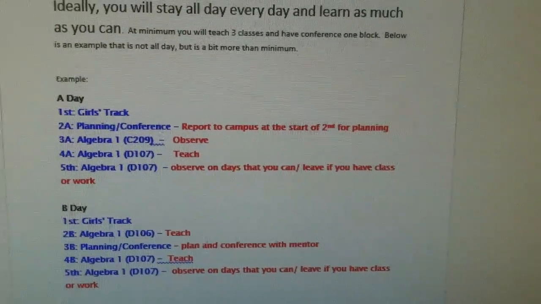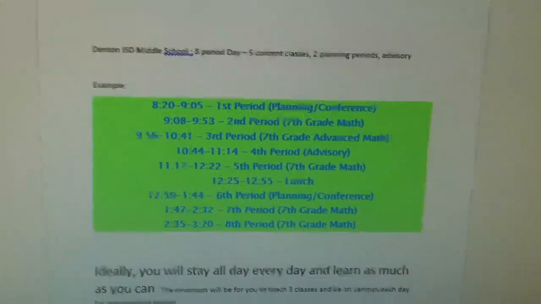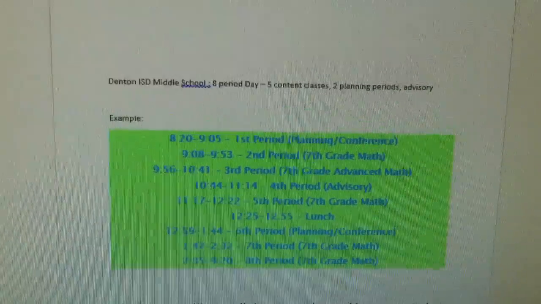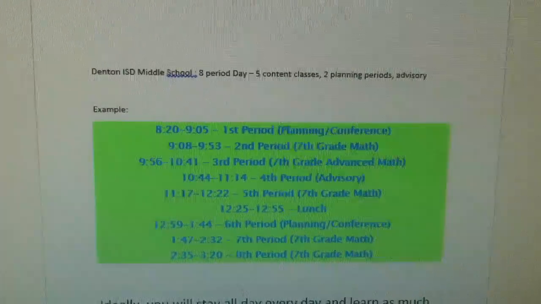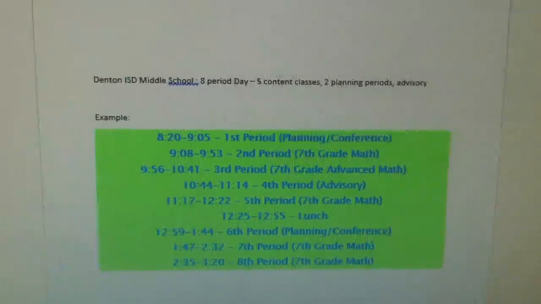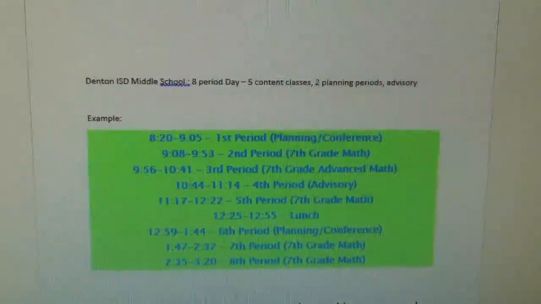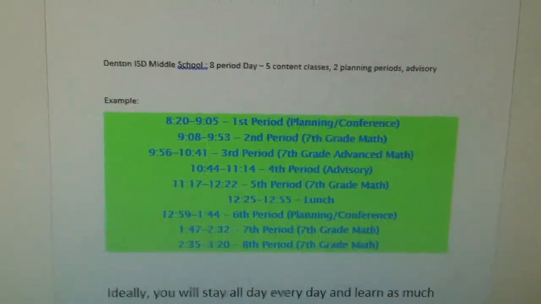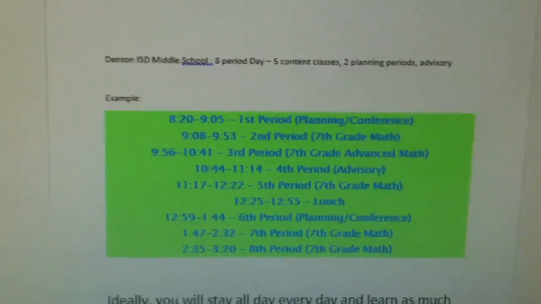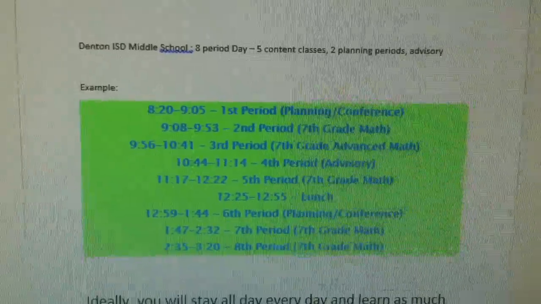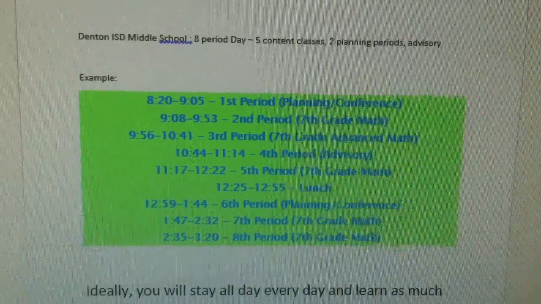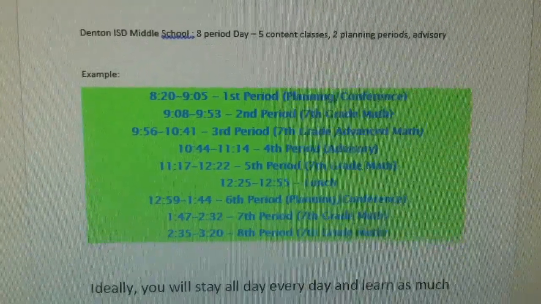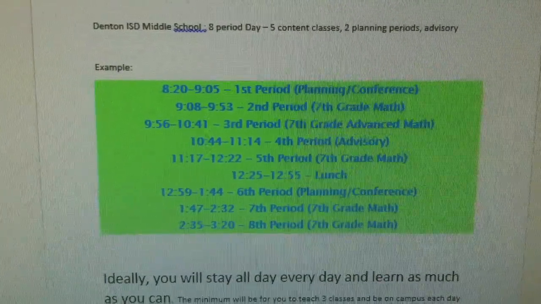Let's look at a middle school Denton schedule. Denton ISD middle schools are on an 8-period day. 5 of those are content classes, 2 are planning periods, and 1 period is for advisory. This is the schedule for one of our mentor teachers at Crownover Middle School. Some of the high schools in the area, like Sanger and McKinney, I believe Prosper as well, follow a schedule very similar to this one.